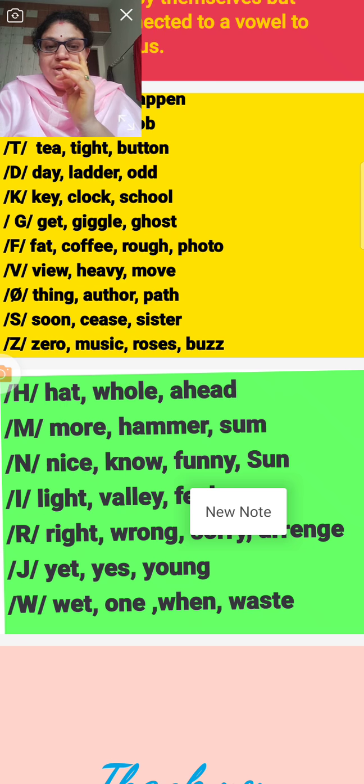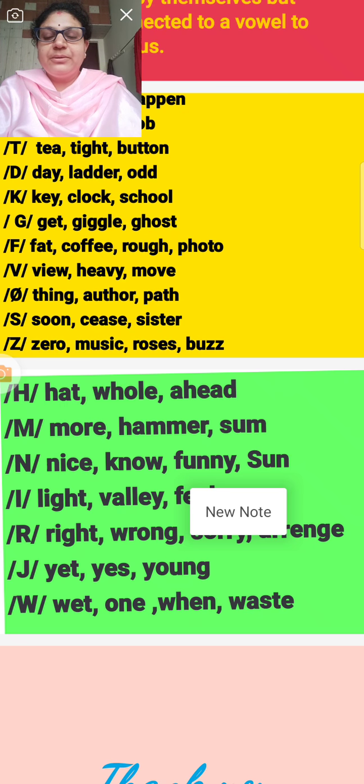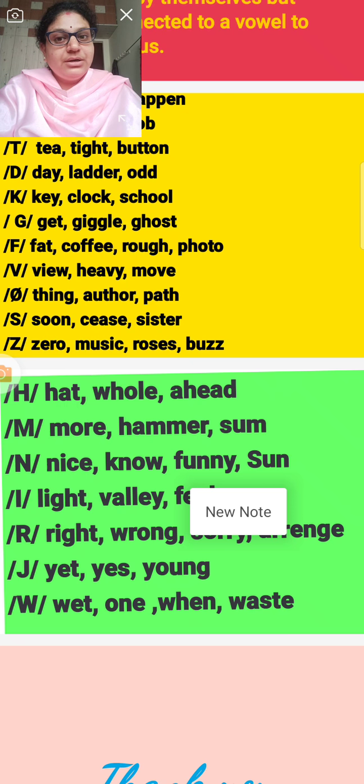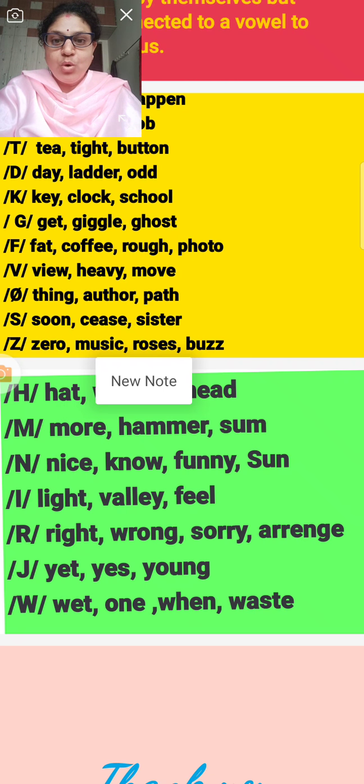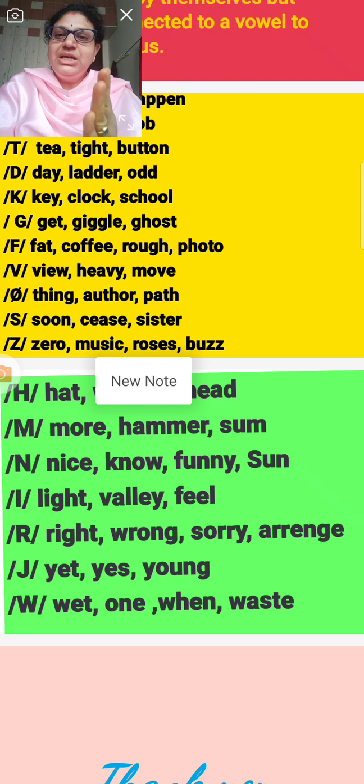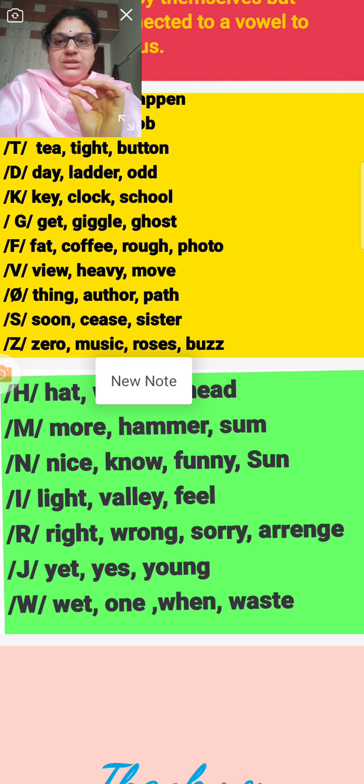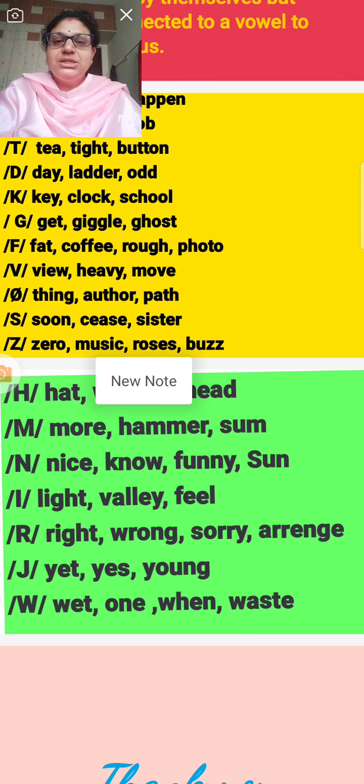Suppose I give one example: mobile. What is the sound you are getting? Mobile. M-O-B-I-L-E. Mo. When you pronounce the alphabet, ya, yum, mo. Ya, ya, ye, e, you, yum. These types of sounds you have to pronounce.